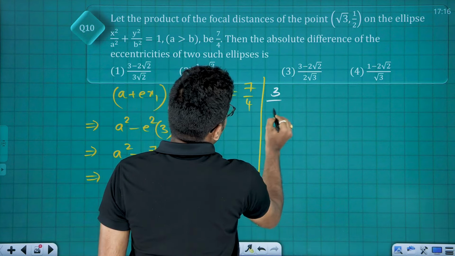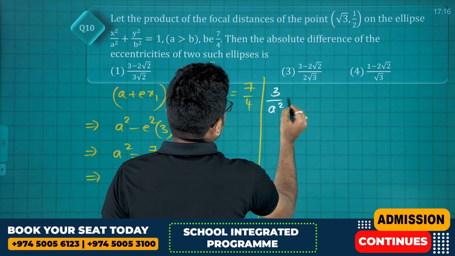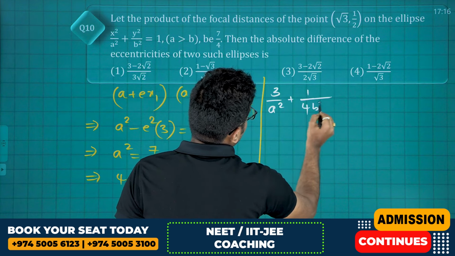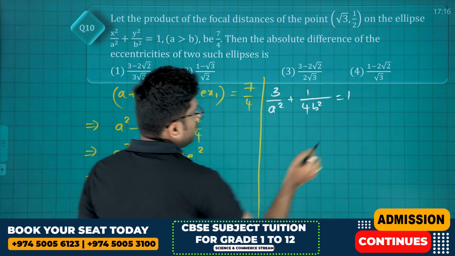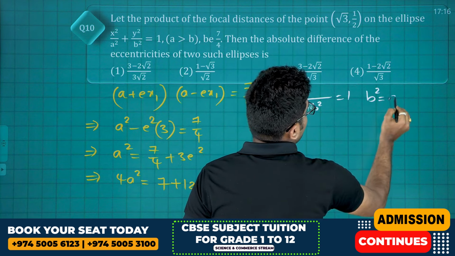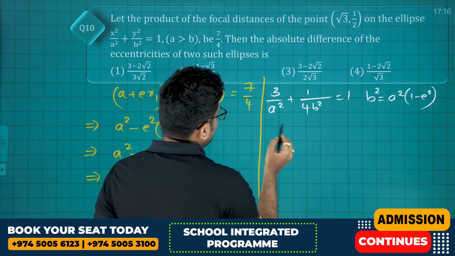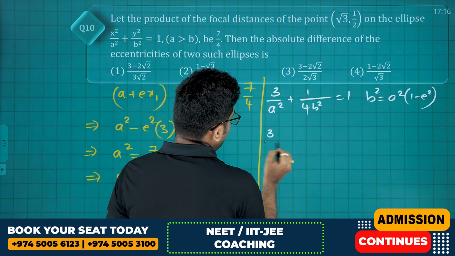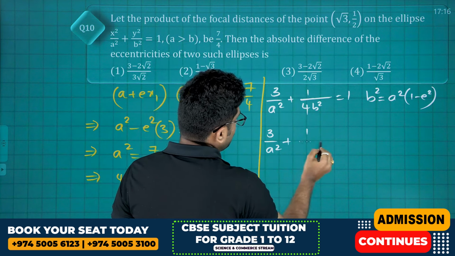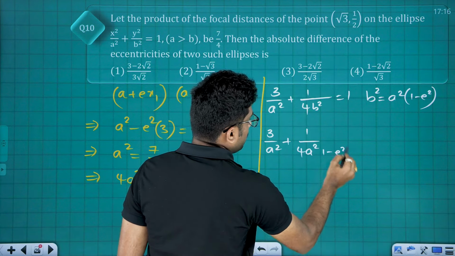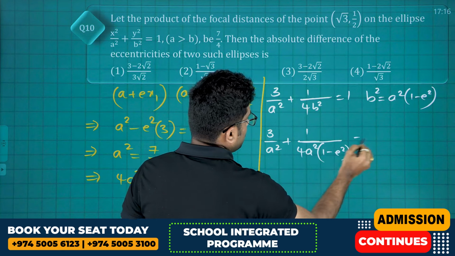3 by a square plus 1 by 4 into b square is equals to 1. But we know b square is equals to a square into 1 minus e square. Let's substitute that here. 3 by a square plus 1 by 4a square into 1 minus e square is equals to 1.